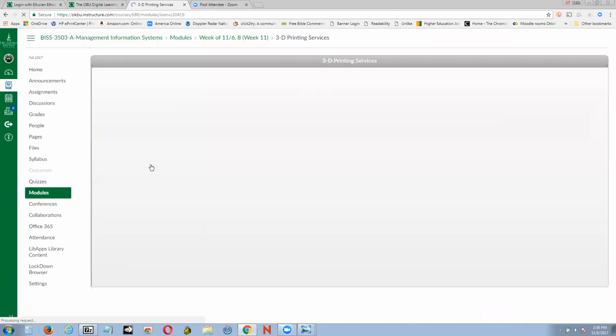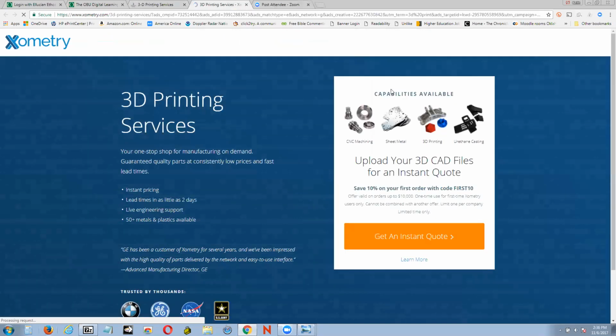Okay, now here's a resource for you about 3D printing. You maybe heard about it. You can go buy the things, okay? And there are people out there who will do it.